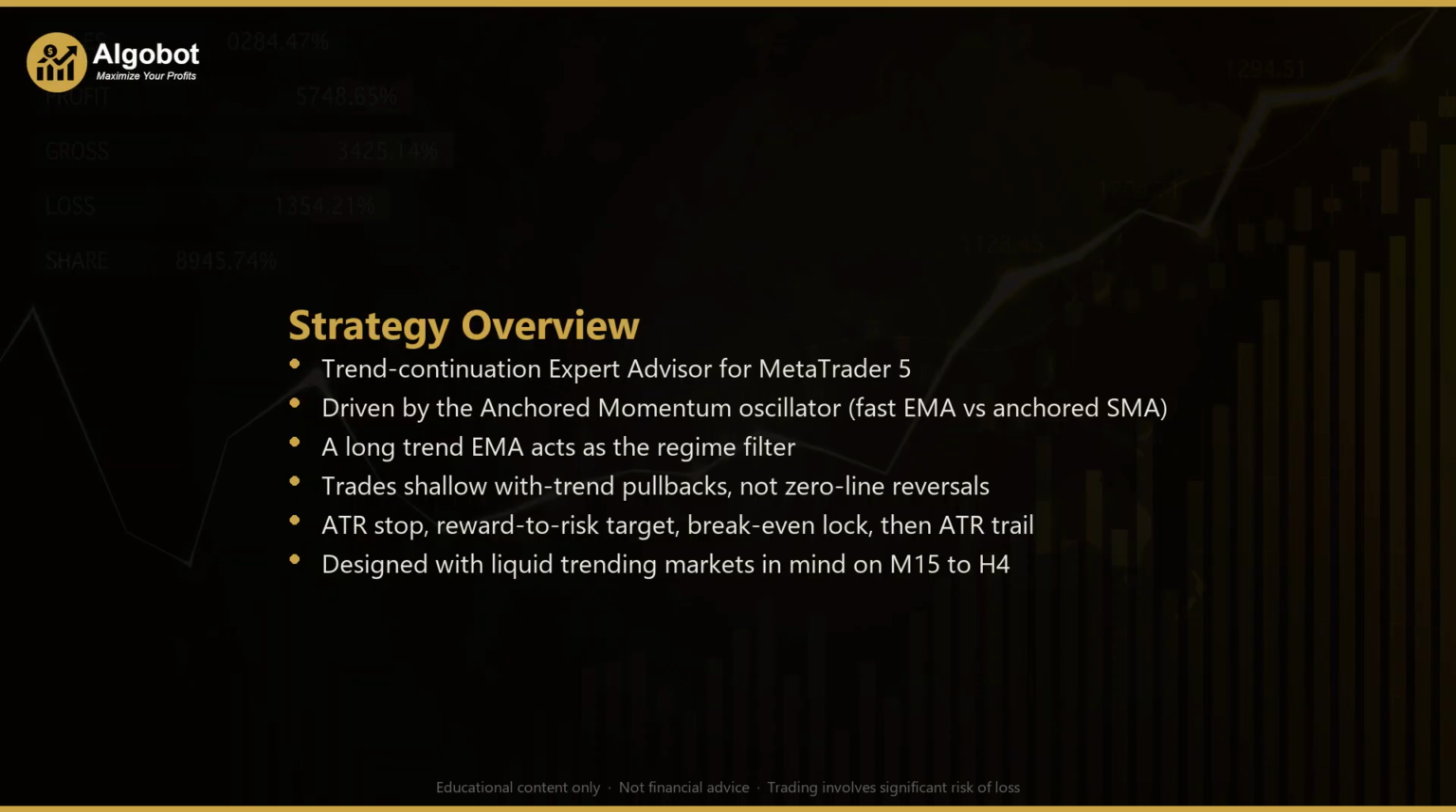little lag. Alongside the oscillator, the strategy uses a long trend exponential moving average as its regime filter. It only considers long trades when that trend line is rising and price sits above it, and only short trades when the trend line is falling and price sits below it. Everything is read from a single primary time frame. Nothing about the symbol or the time frame is hard-coded, so the same logic can be applied across different instruments. It was designed with liquid, trending markets in mind, such as major currency pairs, gold, and index products, on time frames from 15 minutes up to 4 hours.